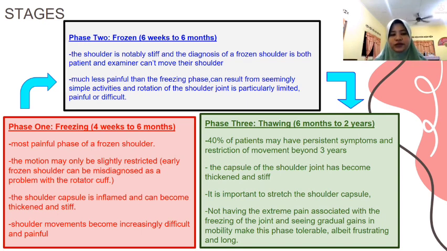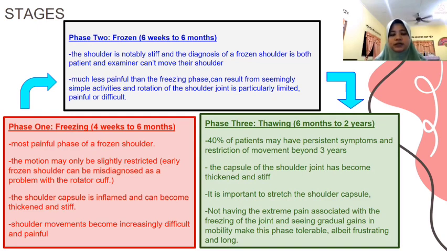The frozen phase is typically much less painful than the freezing phase, but pain can result from seemingly simple activities. Rotation of the shoulder joint is particularly limited, making activities such as washing hair or reaching the seat belt painful and difficult. Phase 3, thawing, between 6 months and 2 years.